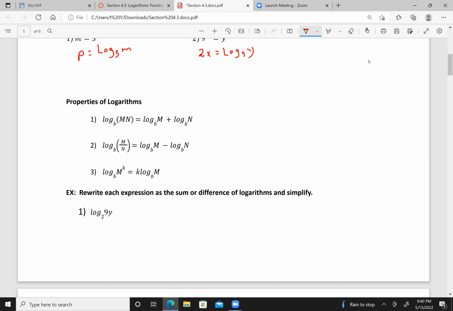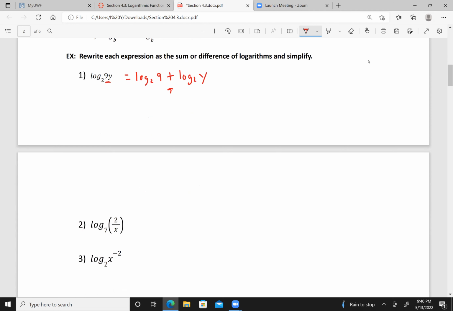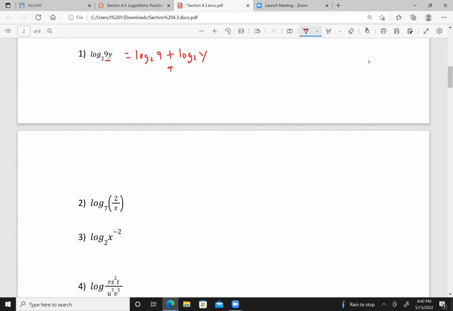So let's rewrite expressions as a sum or difference of logarithms and simplify. So I have log base 2 of 9 times y. That is simply log base 2 of 9 plus log base 2 of y. We have multiplication, so we add. Okay, log base 7 of 2 divided by x. Well, we're dividing. So this is log base 7 of 2 minus log base 7 of x.